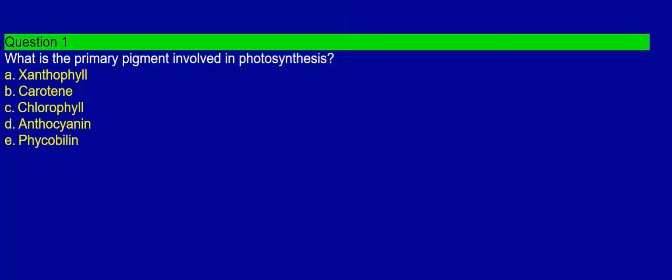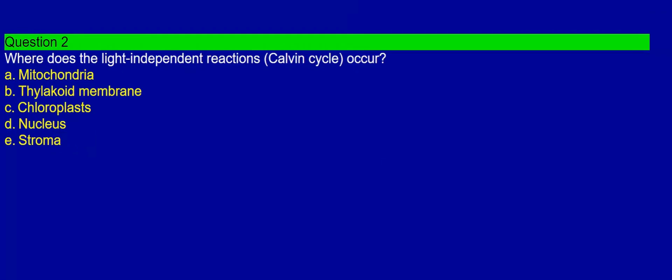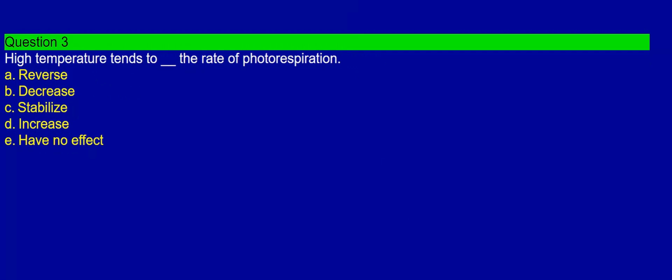Question 1. What is the primary pigment involved in photosynthesis? Question 2. Where do the light-independent reactions, the Calvin cycle, occur? Question 3. High temperature tends to the rate of photorespiration.